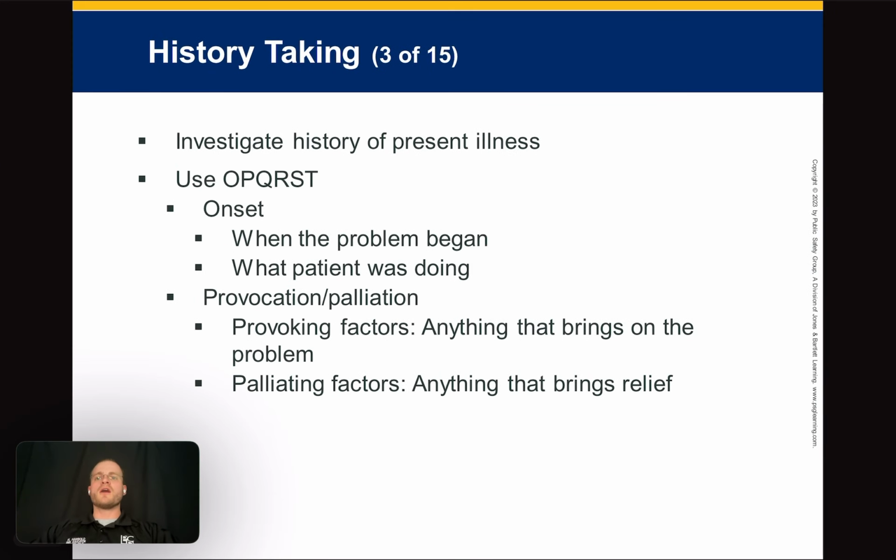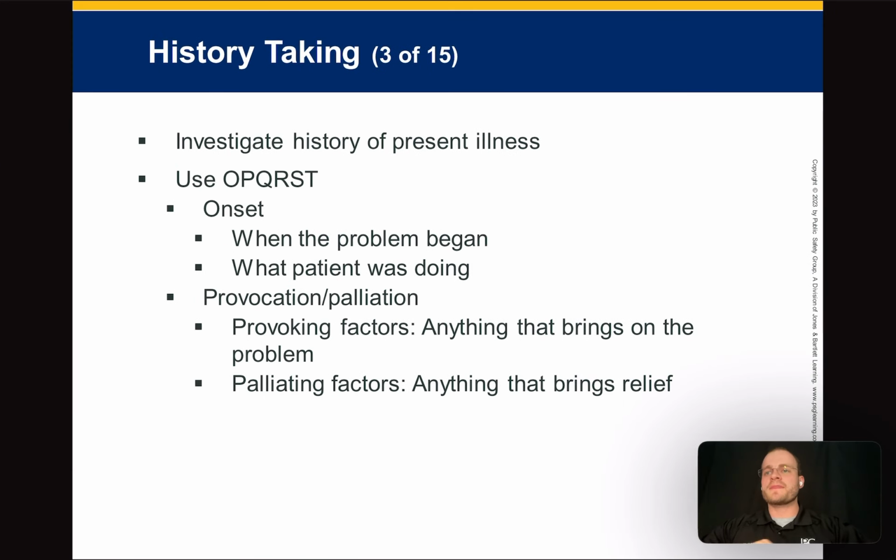Okay. Now, interview, investigate the history of present illness. So you're going to use OPQRST, so the onset, provocation, palliation, the quality, radiation, severity, and time. Okay, so onset of the OPQRST, you have to know these and follow these in this order. When did the problem begin? What were you doing? So let's just use chest pain. So, oh, I was gardening and it began 1 hour ago. That's the onset.